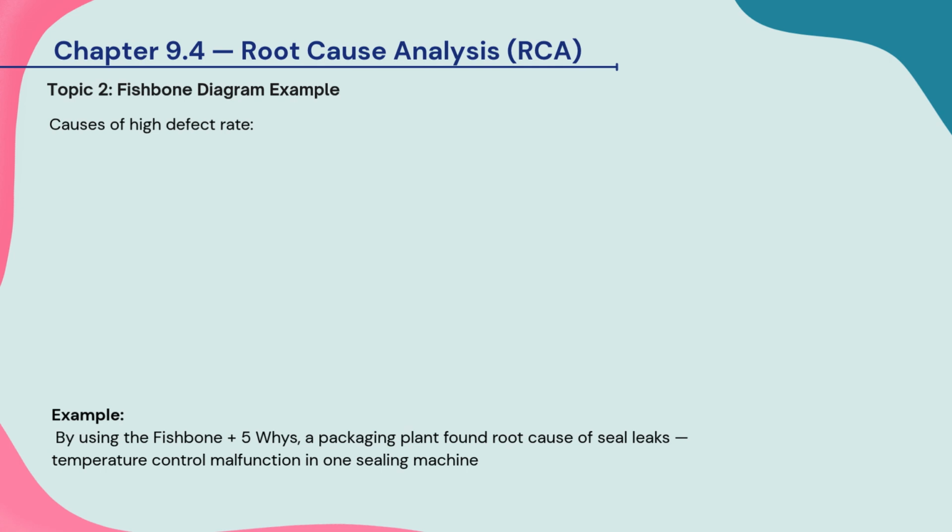The categories include machine, method, material, manpower, measurement, and environment, each listing typical issues like wear and tear, poor sequence, inconsistent suppliers, inadequate training, wrong calibration, and environmental factors. The example at the bottom explains how using fishbone plus 5 whys helped a packaging plant find the root cause of seal leaks, a temperature control malfunction in one sealing machine.